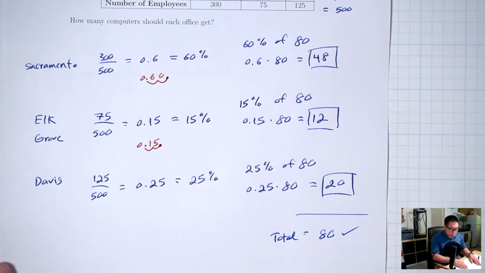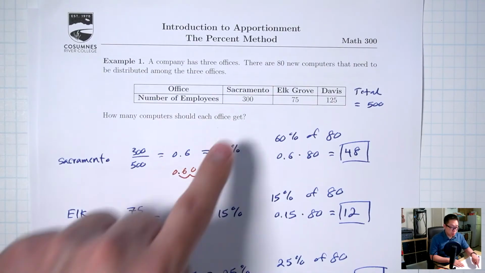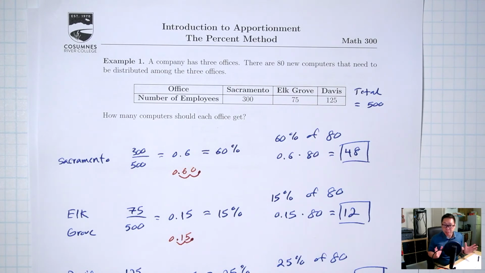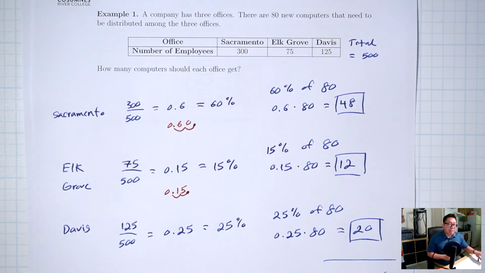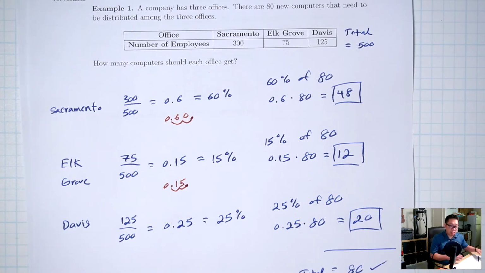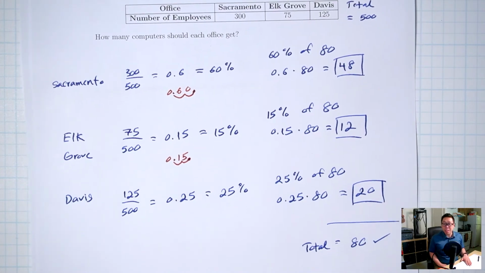Now, this example, I was very careful to pick these numbers so that everything works out very nicely. Now, in reality, you're never going to get very nice numbers like this. Okay, so the question now is, what do you do when the numbers are not nice?